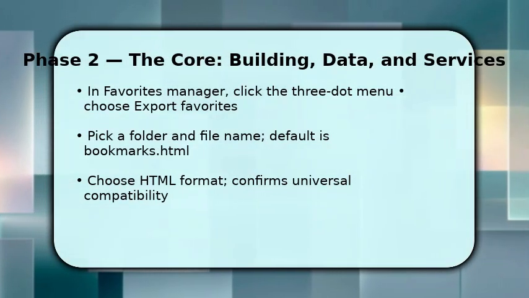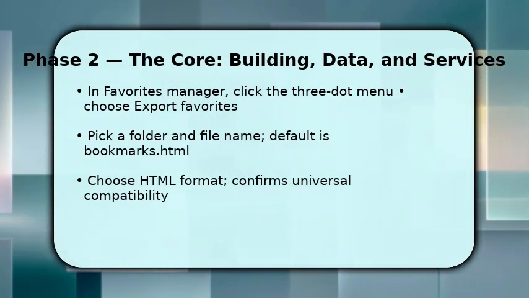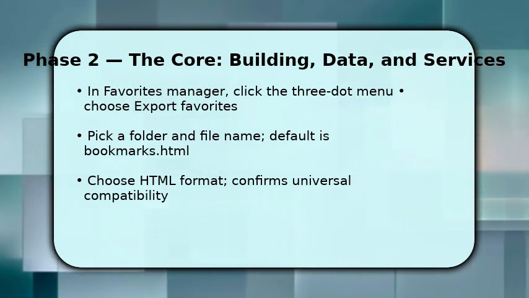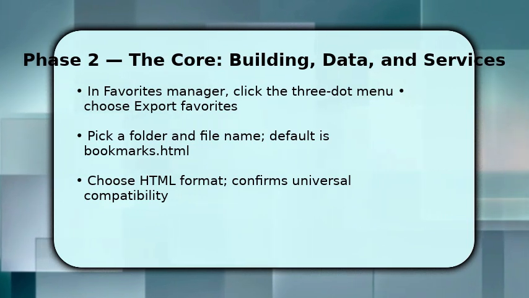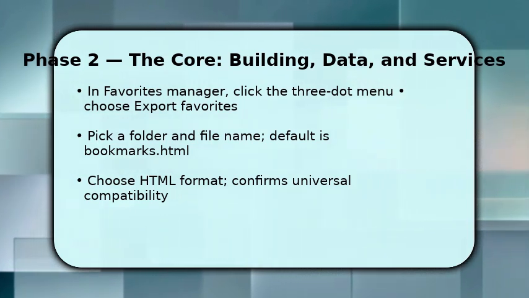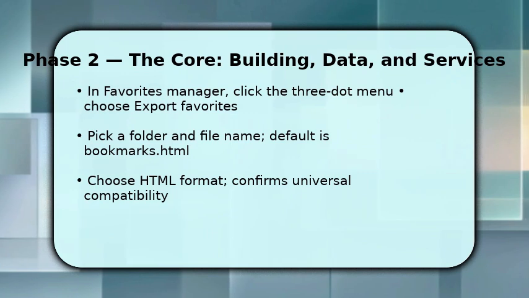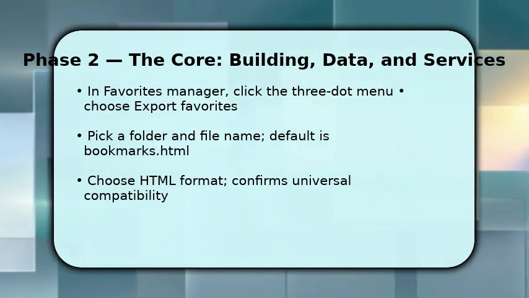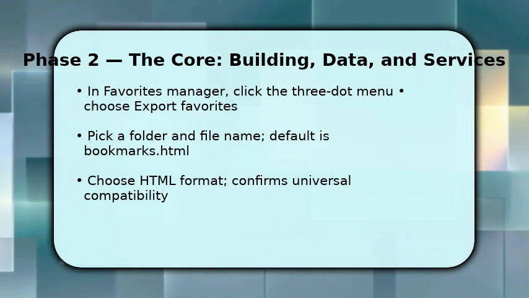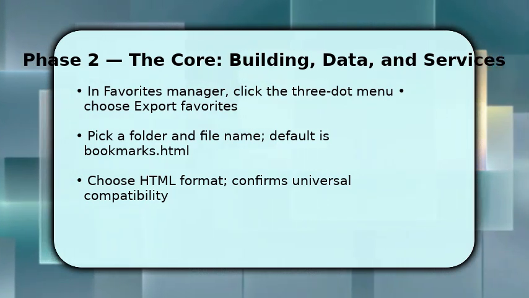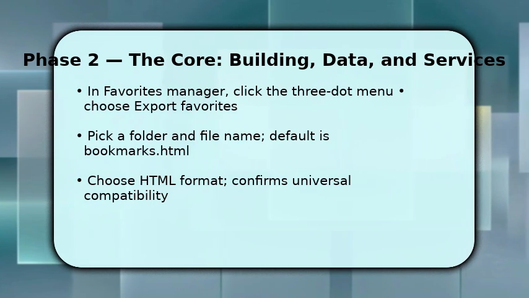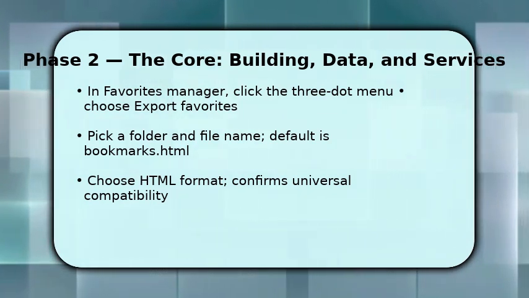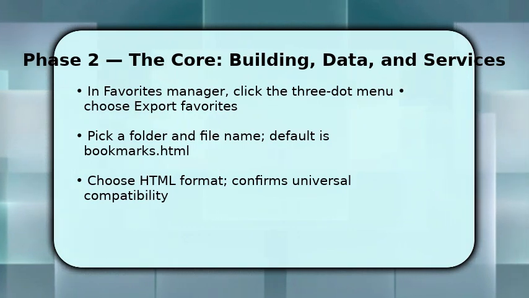Now you'll export. Inside the Favorites Manager, click the three-dot menu at the top right and choose Export Favorites. When the Save dialog appears, pick a folder you'll remember and give the file a clear name, such as Favorites Export.html. Make sure the file type is HTML so other browsers or import tools can read it later. Click Save. Once done, Edge creates an HTML file that contains your bookmarks and folder structure. This is the portable export.